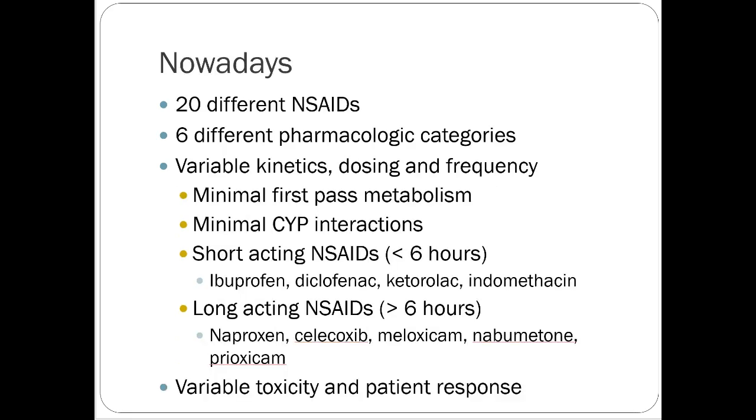So today we have 20 different NSAIDs available to us in our arsenal, and there are 6 different pharmacologic categories. I honestly don't care about them. If you read more into NSAIDs, you'll see they're broken up into all these different categories. It doesn't matter. An NSAID's basically an NSAID. We don't mix and match them regardless of what category they fall into. It's a class, so you use one drug from the class. You don't double up on it.